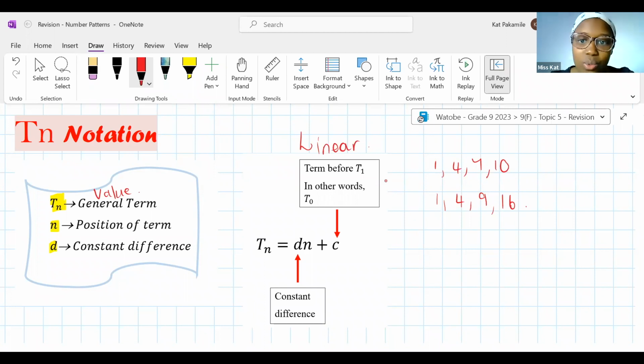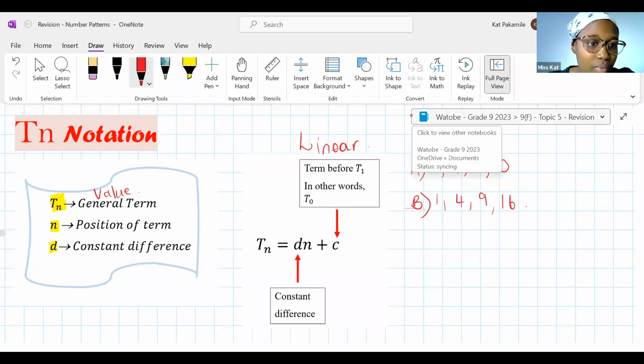Okay, which one is linear, guys? Let me number them. A and B. So which number pattern would you classify as linear? Not necessarily the term. What has to be constant? Amahle and Tepang. You're very close, but it's not the term that's constant. What is constant? Remind me again. Difference. It has a constant difference.